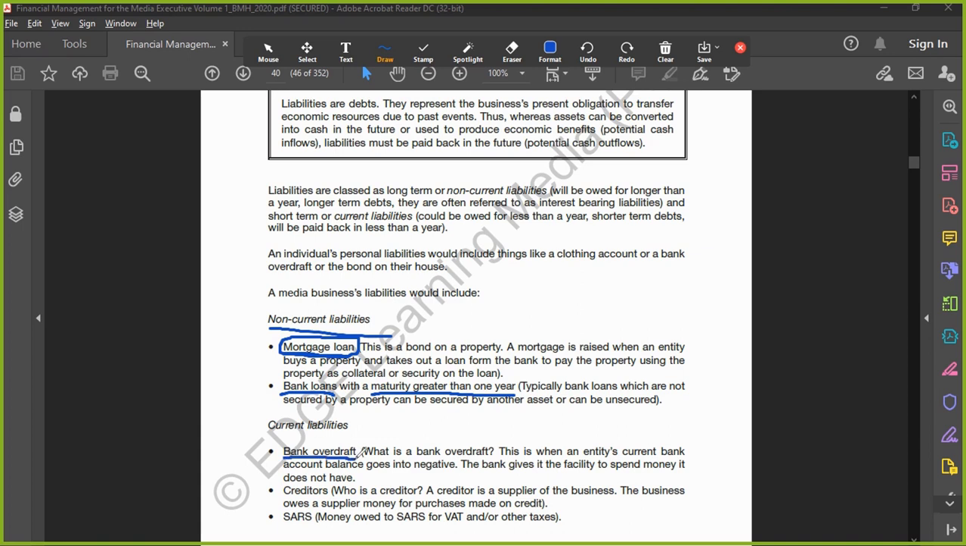A few current liabilities: bank overdraft, so when your account is overdrawn. Creditors, when you buy from a supplier and you owe the supplier. In other words, you have to pay them back. You have a creditor, you owe them. SARS could also be a liability because you have to pay taxes over to SARS. You might have to pay VAT over to SARS. The VAT that we pay to SARS is output VAT. Again, we haven't looked at it yet. You will look at it when we cover the VAT chapter.